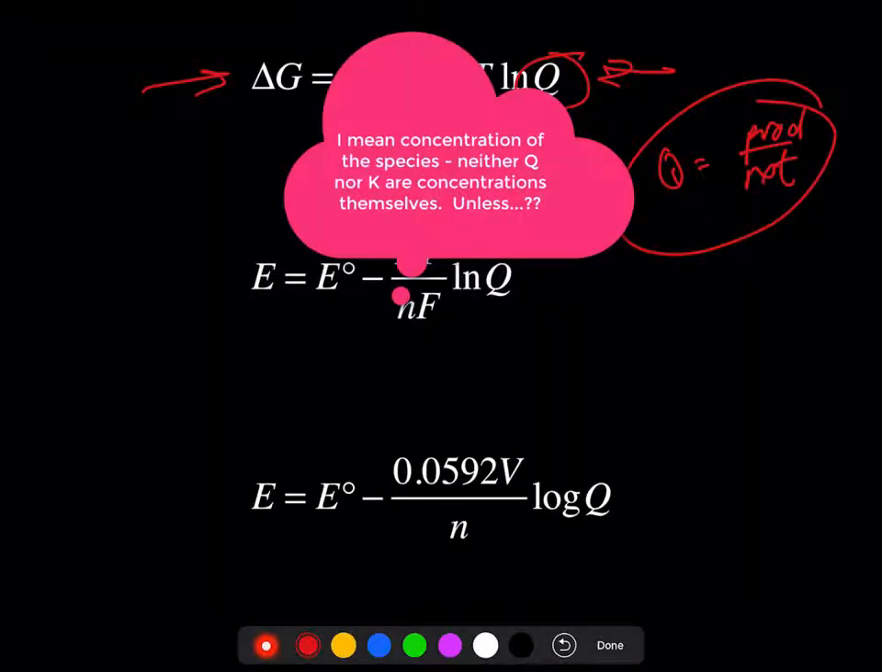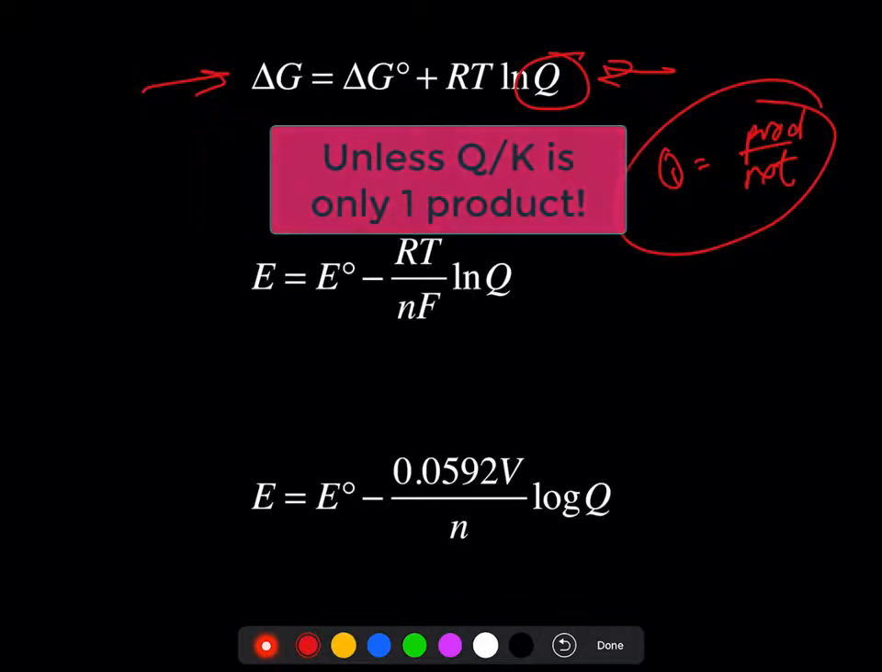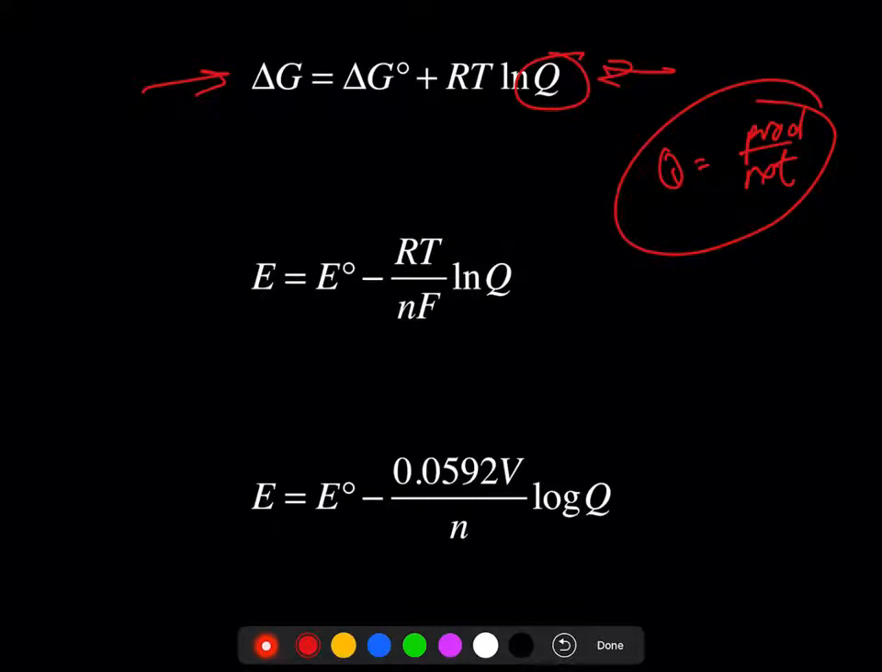And if we think back to the previous chapters, we compare Q versus K to figure out which direction a reaction is going to go on its way toward equilibrium, because everything is headed towards equilibrium.